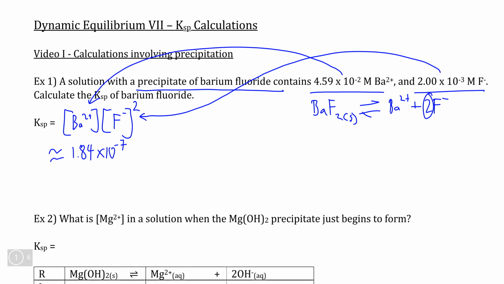Now, once again, the only part where this calculation can possibly go wrong is likely in the writing of the KSP formula itself, and the only two things to keep in mind are, number one, that the concentration of the solid form of the solute doesn't appear in the formula because the concentration of solids is constant, and number two, making sure that each ion has the appropriate exponent based on the coefficients in the reaction.